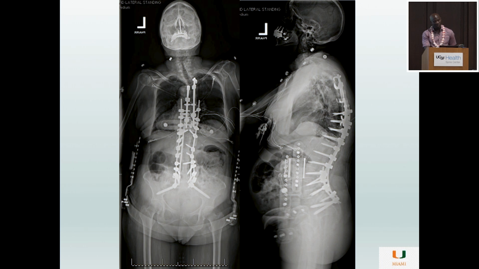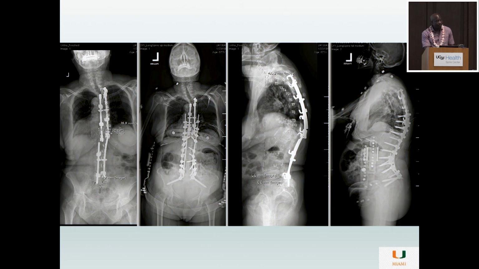So fixation over T8. I think T8 was pretty much like putting a screw in butter, completely no bone at all, but T9 had some fixation, T10 had some fixation. And then we used side connectors to connect the rod to her previous CD construct. And that was her pre-op and post-op.